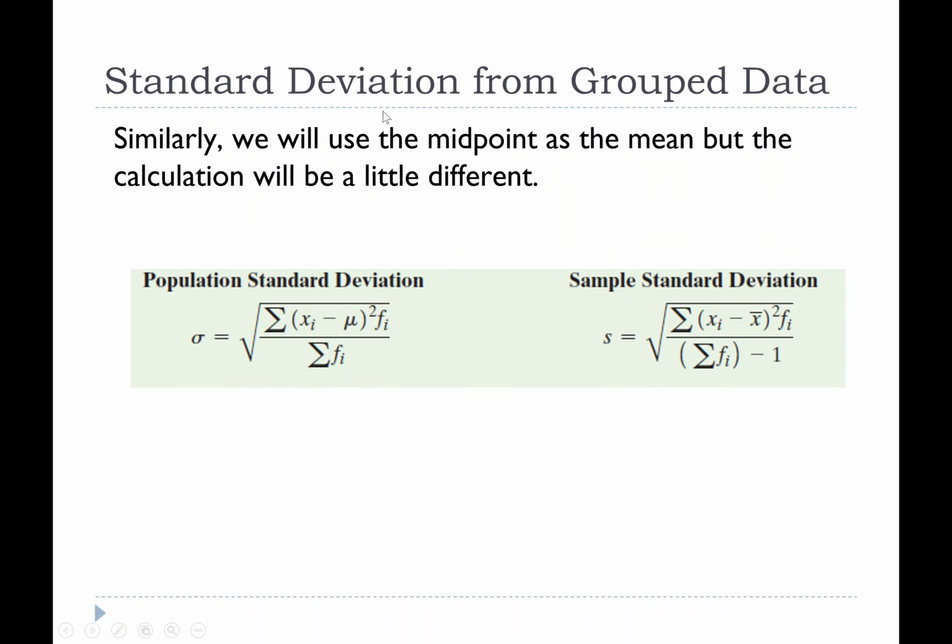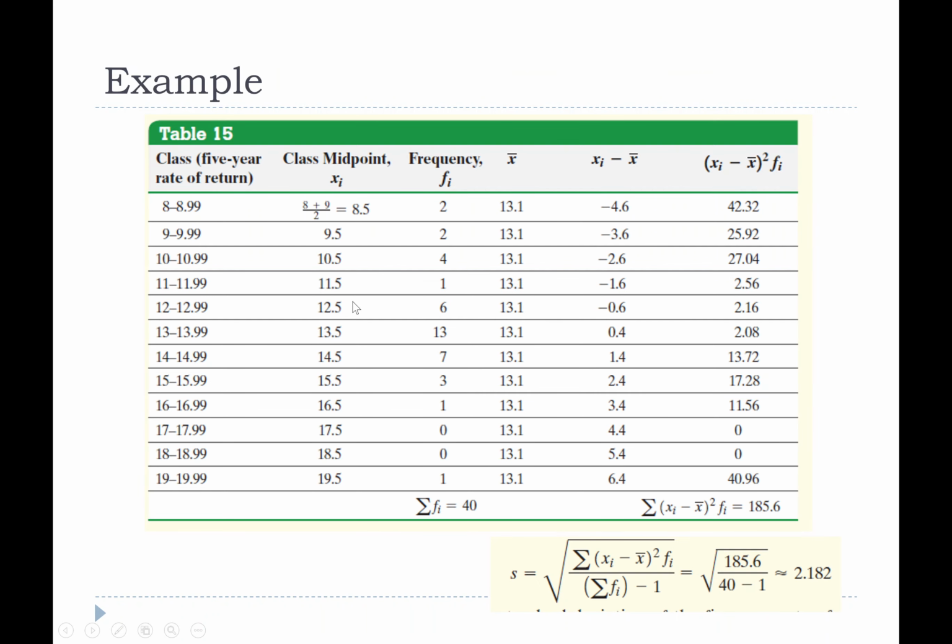Standard deviation from group data, similarly we can use the midpoint as the mean, but the calculation will be a little bit different. If you want to find standard deviation, you're going to do the sum of each value minus the mean, squared, times the frequency, and then divided by the sum of the frequencies. And so if we look at this table, this goes through the process of finding the standard deviation.